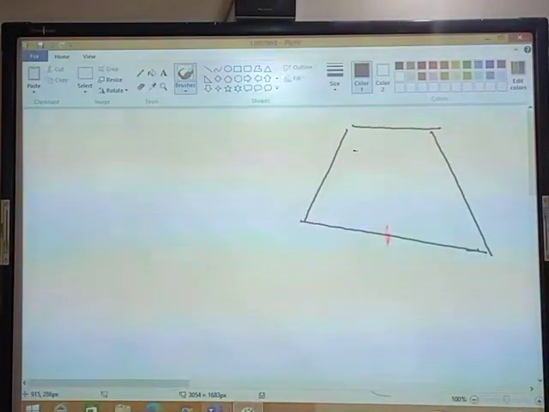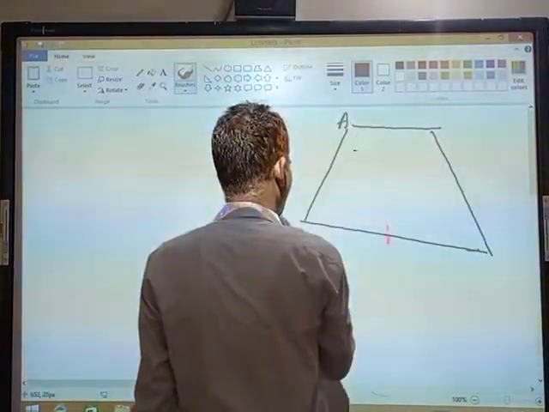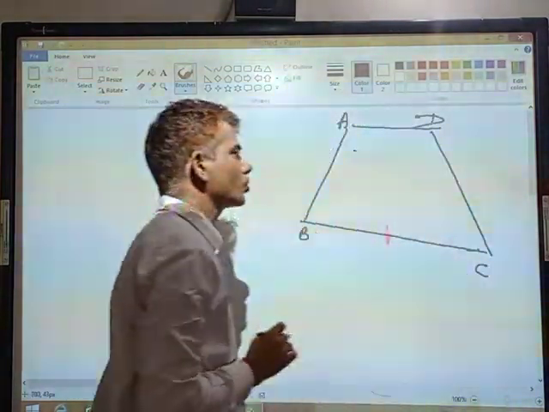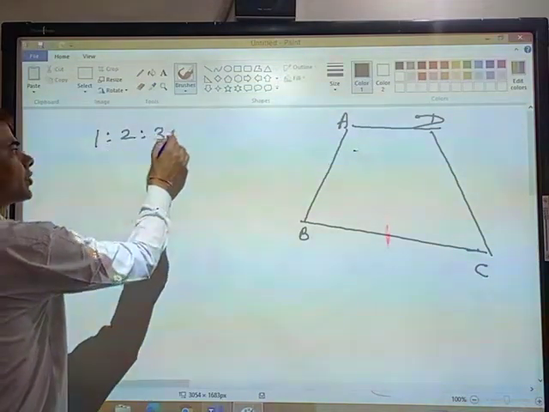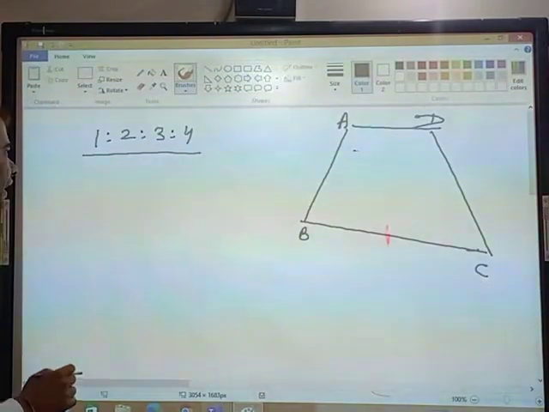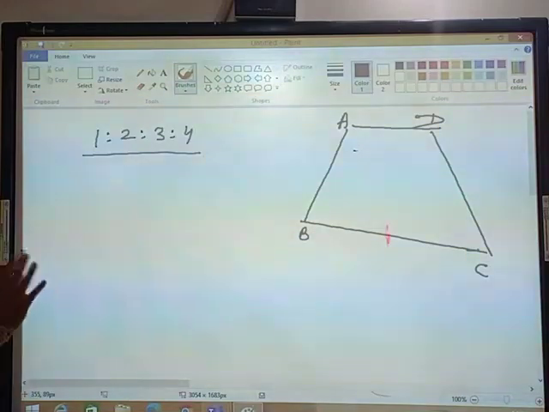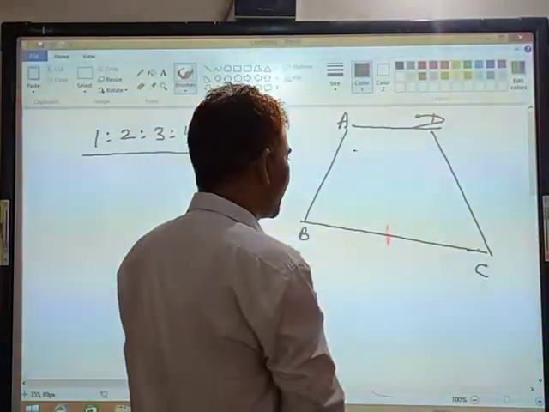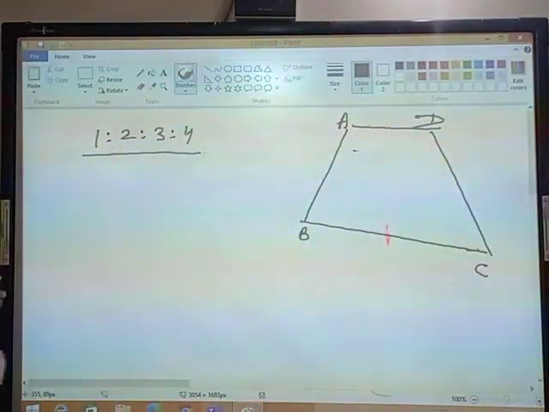Yes, students, in this question, that is your A, B, C, and D. In this question, the ratio 1, 2, 3, 4 is given. It means we consider that in quadrilateral ABCD, it is not a trapezium, it is a quadrilateral, and we have to prove that quadrilateral ABCD is a trapezium or not. Am I right or wrong?